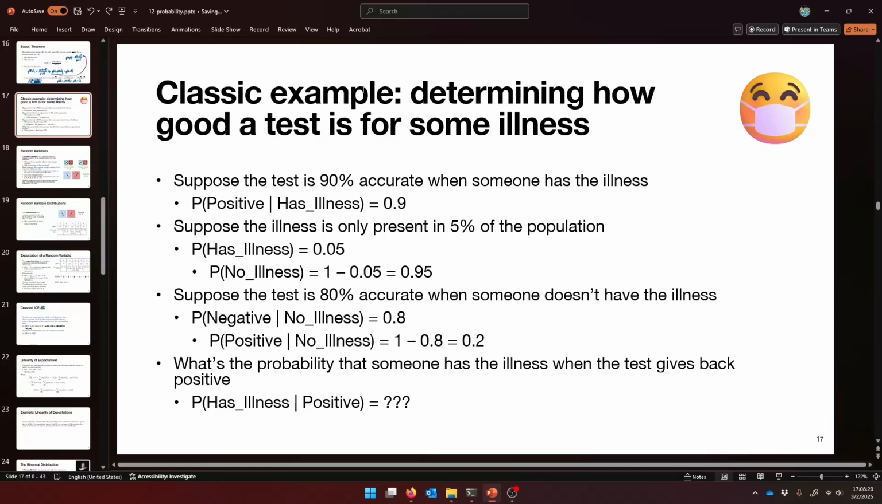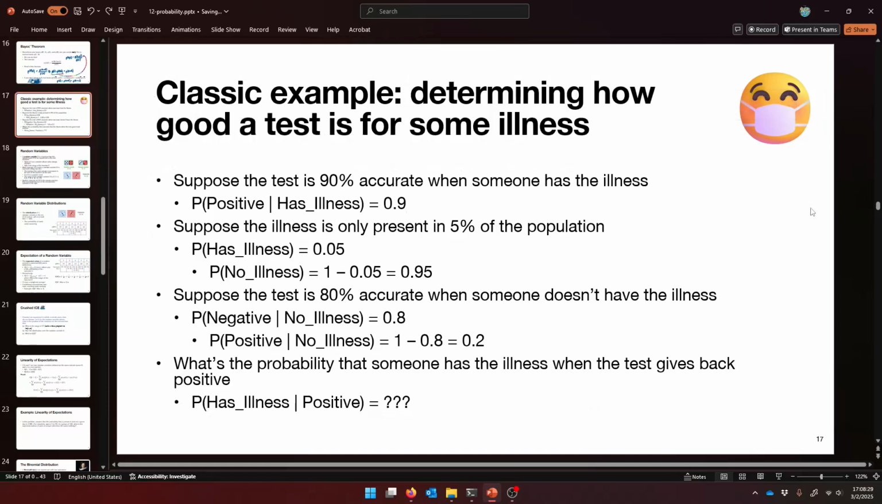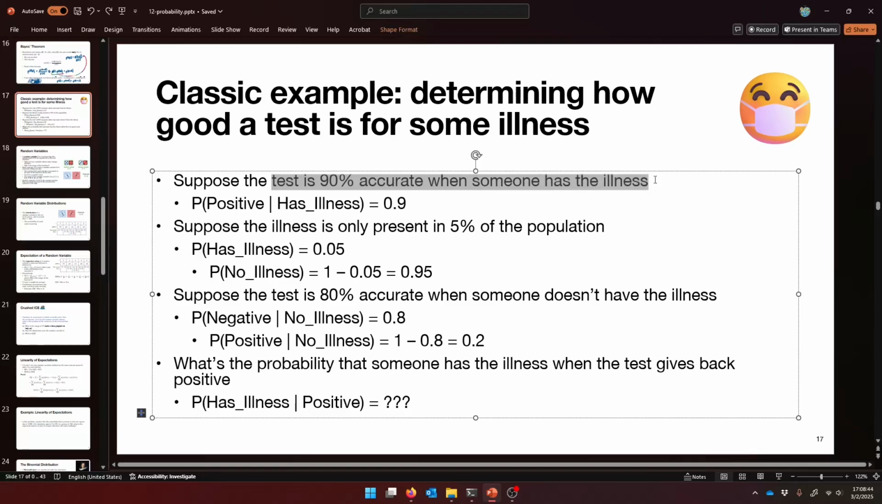It's a classic example. It's kind of like a paradox because it doesn't make a lot of sense, but we have the math to show why. Let's determine how good a test is for an illness, like COVID or something. So let's say that some researchers get together and come up with what they think is a good test for some illness that's affecting the population. So suppose that they made it so good that their test was 90% accurate when somebody had the illness.